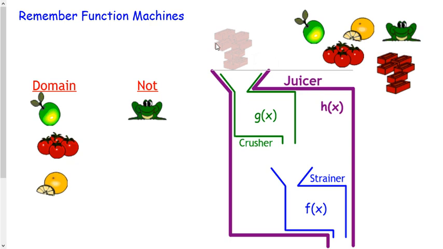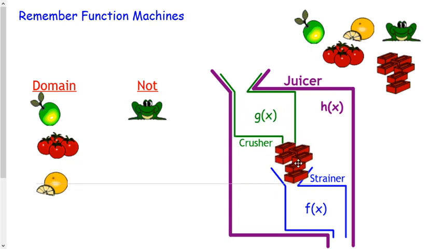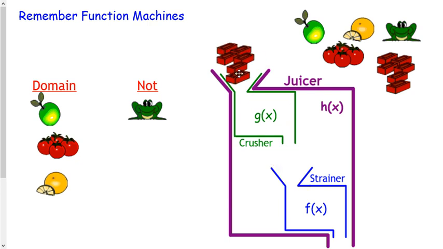But we did imagine that our crusher was powerful enough to actually crush bricks. So the bricks actually fit into our crusher part, but the output that we got here, kind of in the middle of our juicer, was kind of gravel and powder, and going into the strainer it just gunked it up. So it wrecked the machine at this point. Because it was not an acceptable output at this point, we said it can't be input for our composition, our juicer. Even though it was acceptable for g of x, the output from g of x was not acceptable input for f of x.